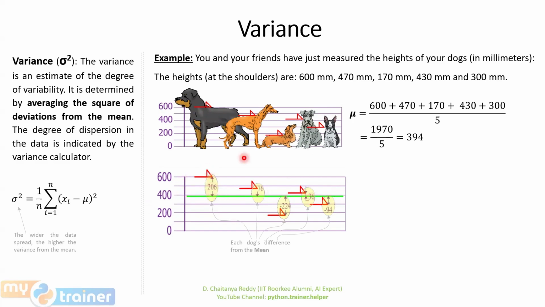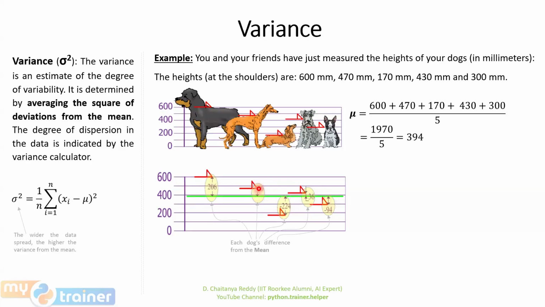So the first dog's height is 600 millimeters, and the average value is 394. This first dog's height is deviated from the average. How far is it? There is a difference of 206 between the first dog's height and the average of the five dogs.